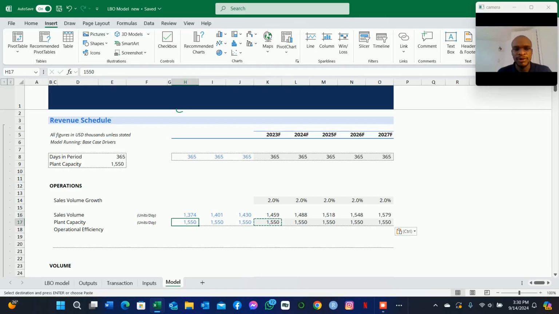So what we are saying here is that this plant capacity, or this property, plant, and equipment, was built to support this amount of volume of roughly 1,550. So basically, if we have to convert it to millions, it's going to be approximately 1,550,000 in volume. So if our volume is going to exceed its capacity, then we have to advise the management about this in the future.